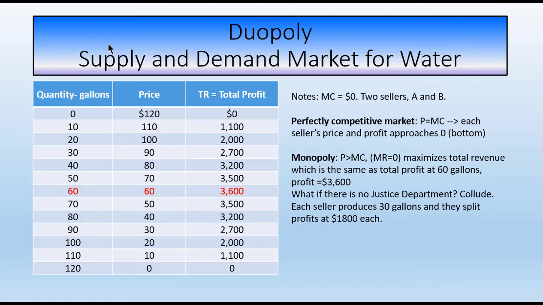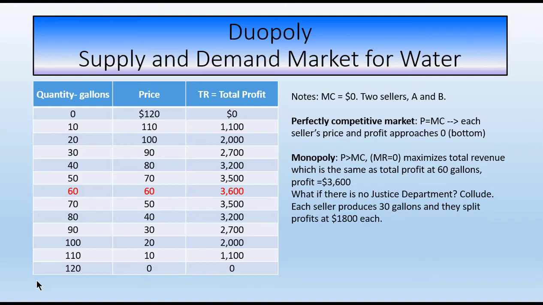And if this was the situation, we'd be moving toward the bottom of this demand schedule because price would exceed marginal cost. Marginal cost is 0, and as long as price is a little greater than marginal cost, firms have an incentive to produce. And so if we're perfectly competitive, we're going to be basically approaching a quantity of 120 gallons with a 0 price and a 0 profit for each competitor.